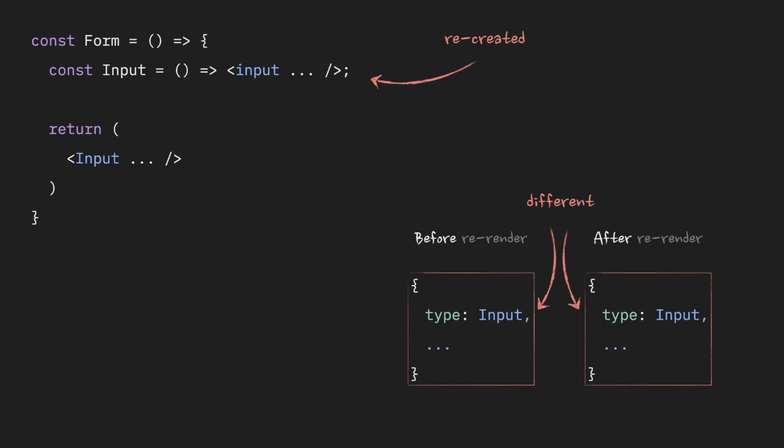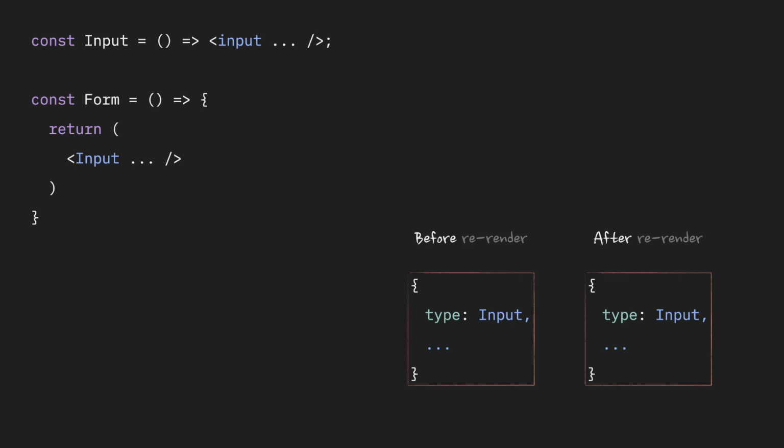Solution? Preserve the reference to the input function so that React can compare it properly. And the easiest way to do it is to extract that input outside. Now the function is not recreated. Its reference is stable between re-renders. Comparing type before and after will give us true. And React will just re-render the input component, preserving its state and instance.